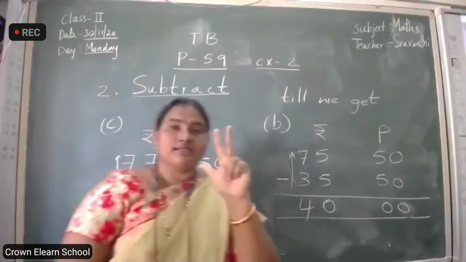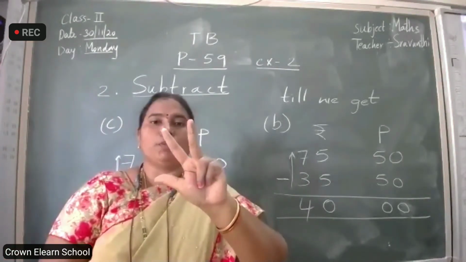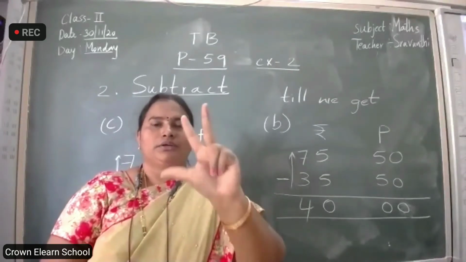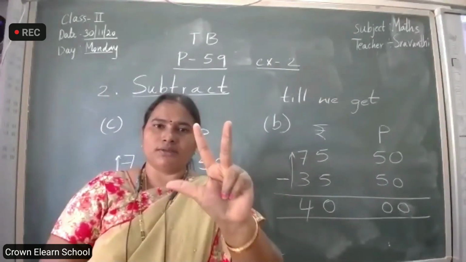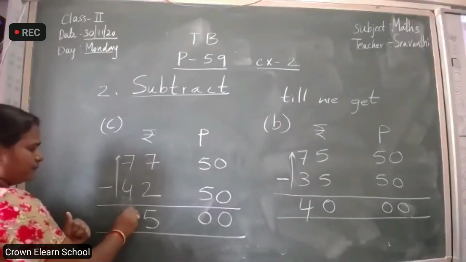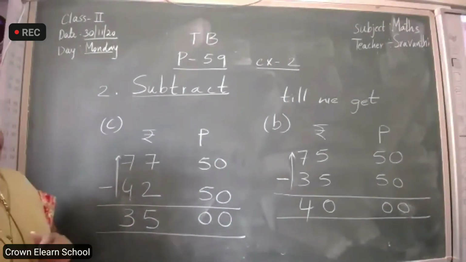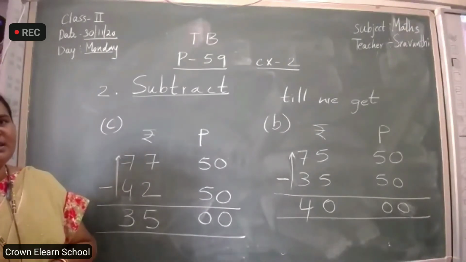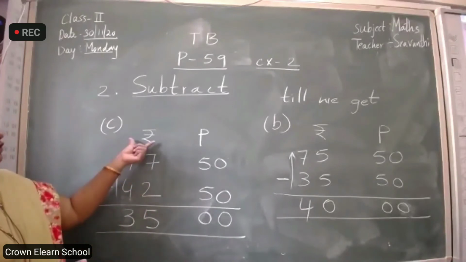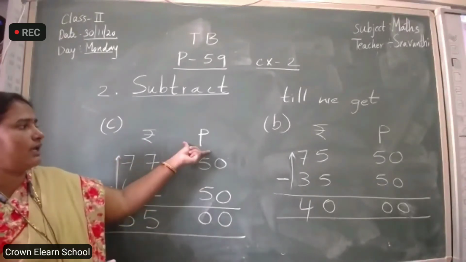Look at your fingers. How many fingers are open? You also count and look at your fingers. Did you get 3 or not? 3 fingers are open now. So let us write 3 here. The answer is 35 rupees 0 paise.